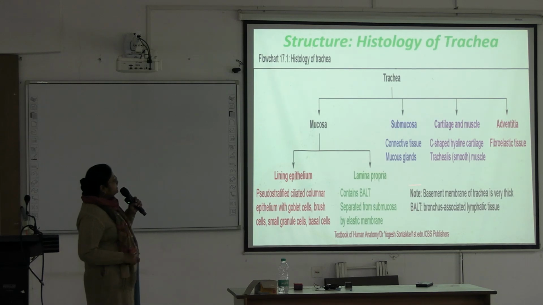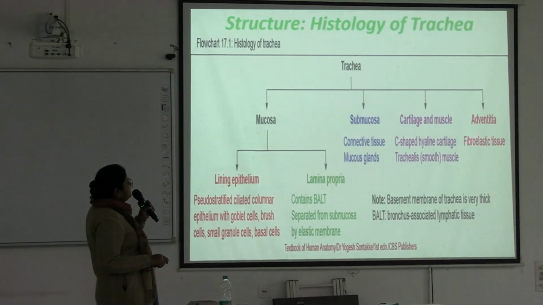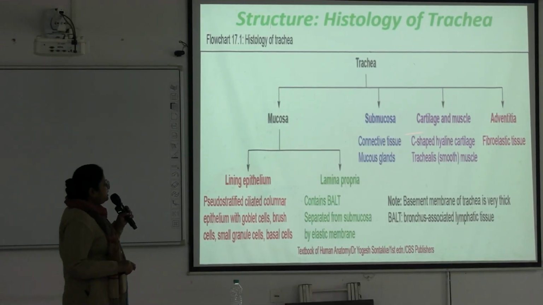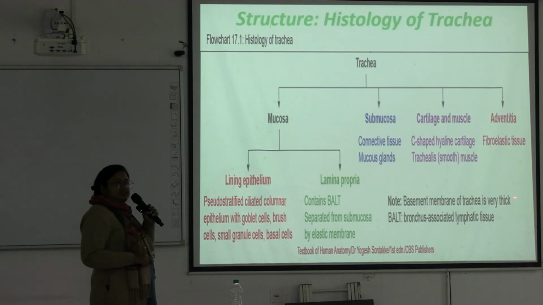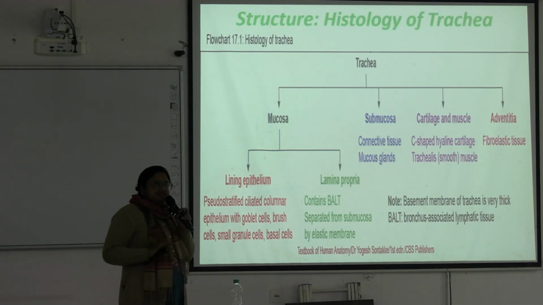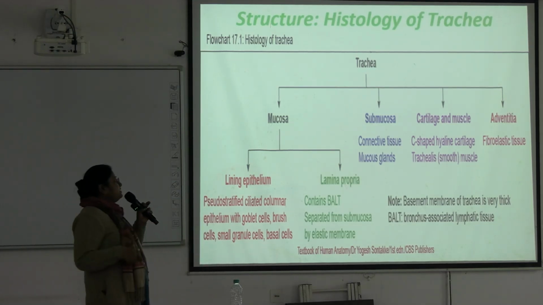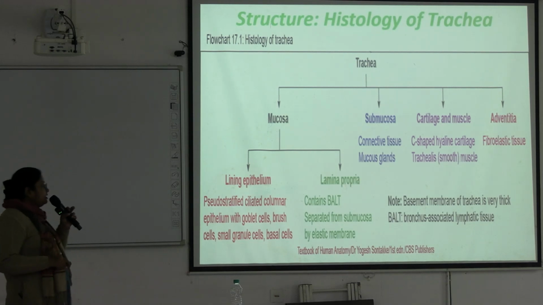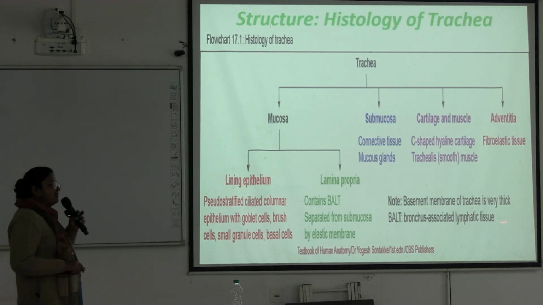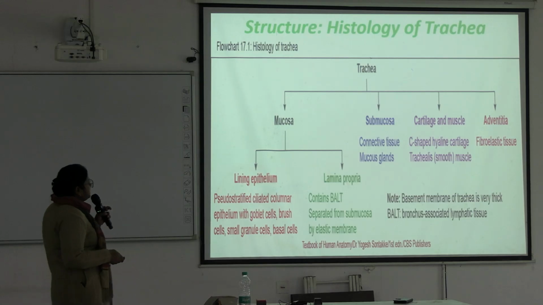Then there is submucosa. Submucosa contains the connective tissue and mucous glands. And then there is cartilage and muscle. C-shaped hyaline cartilages are there and trachealis muscle, which consists of smooth muscle fibers. It is bridging the 2 ends of the C-shaped cartilage. You have already seen histological sections of trachea. Next is adventitia. Adventitia is the outermost fibroelastic tissue. And here the basement membrane of trachea is very thick, and BALT is bronchus associated lymphoid tissue. So these are the histology of trachea.